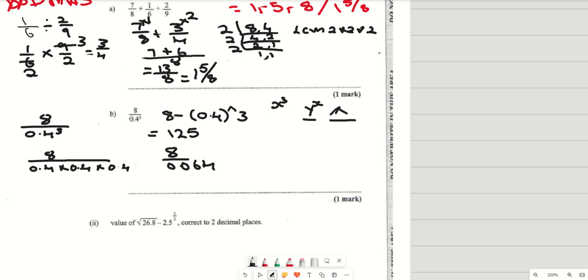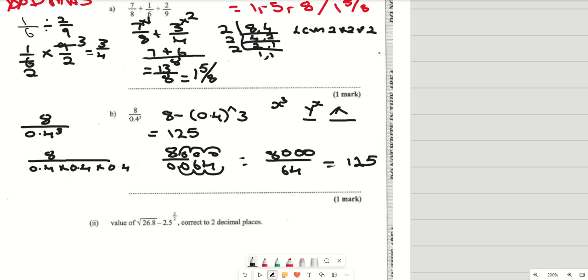is 0.064. Then always when you're dividing decimals, make your divisor, that is the number you're dividing by, a whole number. So you're going to shift it 1, 2, 3. Now if you shift 3 times on the bottom, you have to shift 3 times on top. 1, 2, 3. There are no numbers there, so you fill it in with 0. So this will now become 8,000 divided by 64.